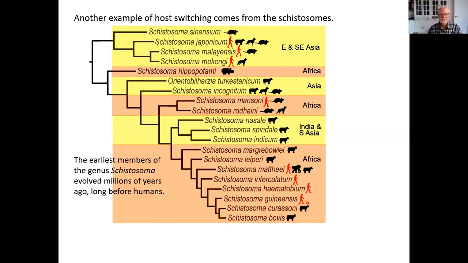And yet another example of host switching comes from the blood flukes of mammals. The schistosomes, genus Schistosoma. The earliest members of Schistosoma evolved millions of years ago, possibly 20 million years ago, possibly even earlier than that. They evolved long before humans existed. And this is a phylogenetic tree of the schistosomes, showing an early split, maybe in the Miocene era, between schistosomes in Asia and schistosomes in Africa. Schistosomes seem to have moved backwards and forwards between Asia and Africa through time. Humans only arrived recently, maybe in the last 1 million years for Homo erectus, or the last 60,000 years for modern humans outside Africa. But schistosomes have host switched into modern humans.